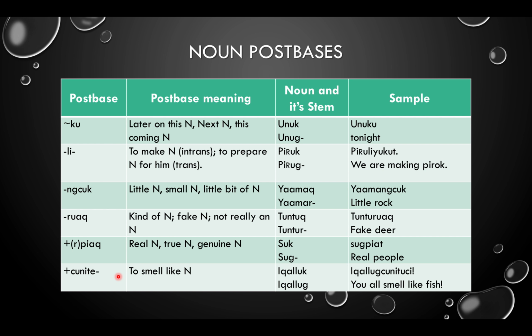All right, and then chunit, to smell like whatever you're attaching it to. It's a plus postbase. So ikasluk ends in a G, the stem ends in a G. And you're not going to drop anything, but you're not going to add anything. Ikasluk tuchi, smell like fish.